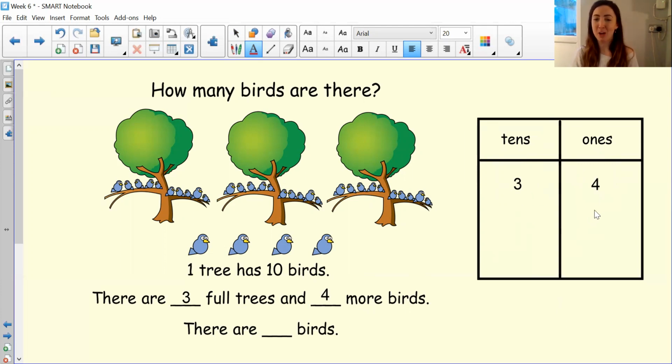Now, can you remember when we look at 2-digit numbers, the first number is how many tens there are, and the second number is how many ones there are. So we can straight away see that there must be 34, because there are 3 tens and 4 ones. But remember, if you're not sure, we can always count and check. So let's count in tens. 10, 20, 30, and then let's count on from 30. 31, 32, 33, 34. Yes, 34. There are 34 birds.